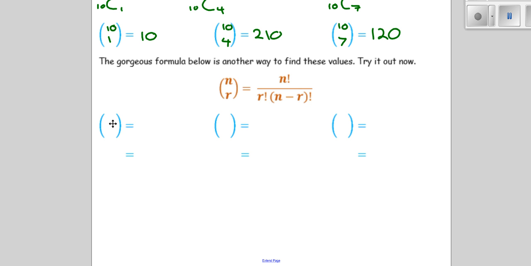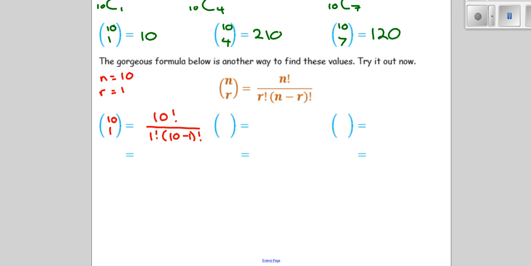So same numbers as above. 10 and 1. So obviously n is 10, r is 1. So n equals 10, r equals 1 in this case. So equals 10 factorial over 1 factorial, which is pretty obvious what that is. And then 10 minus 1 factorial. It's fine if you change that to 9 factorial, because 10 minus 1 is 9. But I'll just put it in like that to begin with.